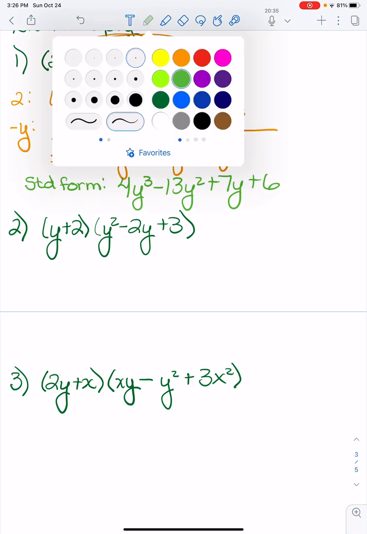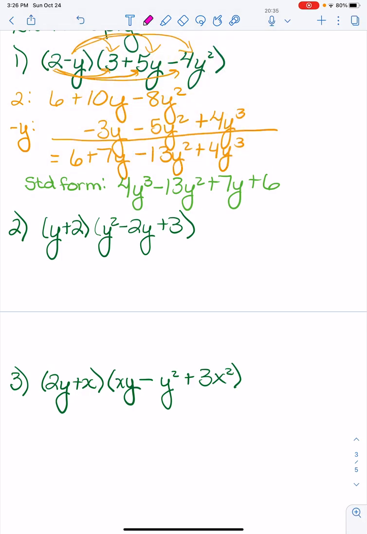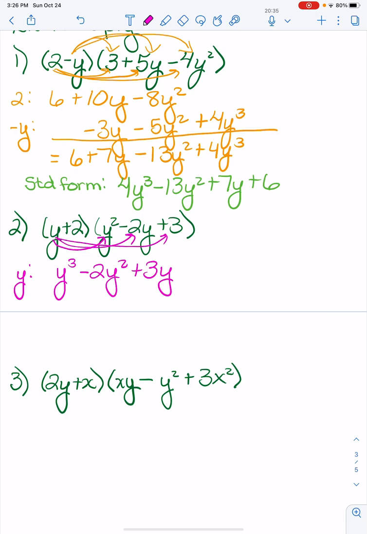Next one's going to be pretty easy. We'll distribute the y. y times y squared is y cubed. y times negative 2y is negative 2y squared. y times 3 is plus 3y. 2 times y squared is 2y squared. Uh-oh, I see something's going to happen. 2 times negative 2y is negative 4y. And 2 times 3 is 6. Add them up.